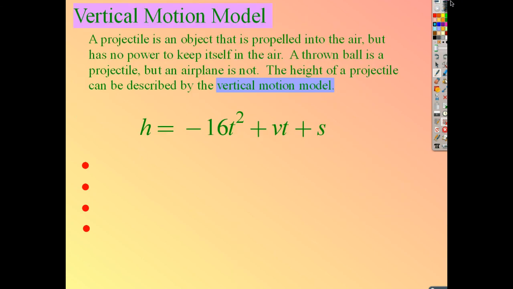Well, there's one other part that we need to talk about, and the reason why we're getting to this. There's this thing called the vertical motion model, okay? The vertical motion model is where you take a projectile, which is something that goes into the air but doesn't propel itself. It doesn't have the power to keep itself in the air, right? So if you throw a ball, it can't keep itself in the air, but an airplane can. Like a bird, you could throw a bird in the air, but a bird could keep itself in the air.